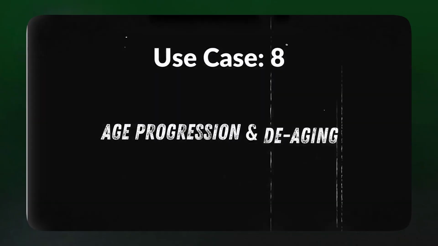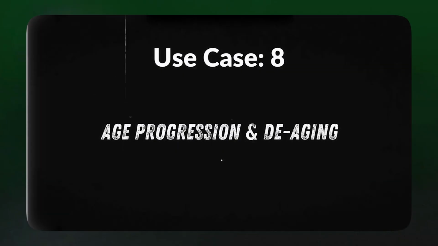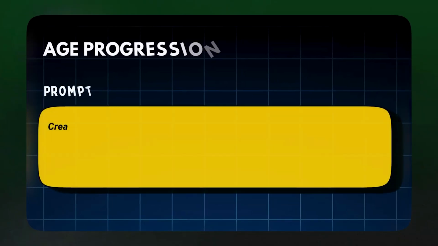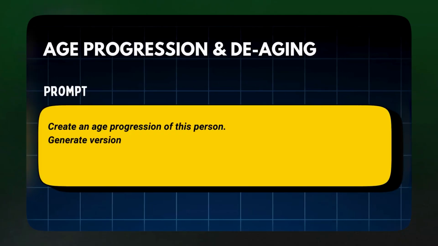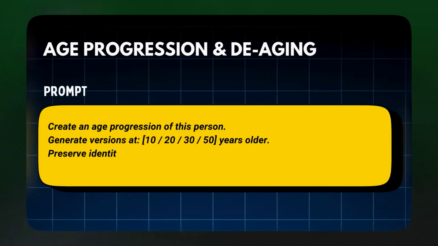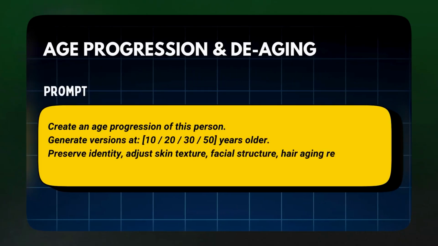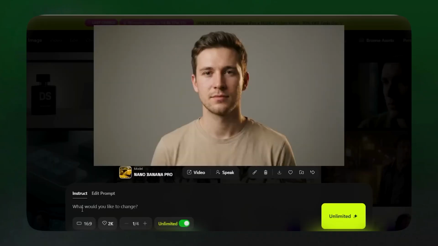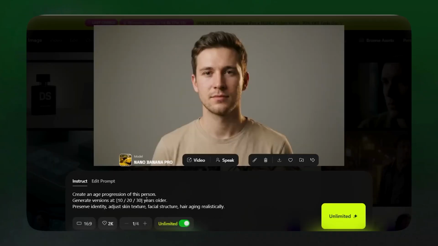And now we move into something deeply personal, which is use case 8. With this next use case, Nano Banana Pro can show you the aging of an actual human face. Create an age progression of this person. Generate versions at 10, 20, 30, 50 years older. Preserve identity, adjust skin texture, facial structure, hair aging realistically.